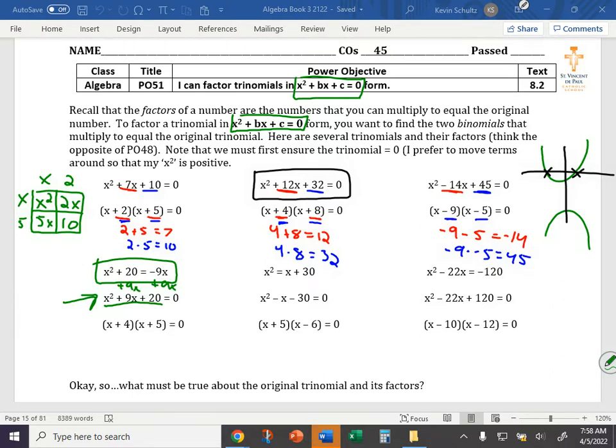Okay? X squared equals x plus 30. Personally, I like to keep my x squared term positive, because if my x squared term is positive, I know that both these x's will be positive. If x squared is negative, then you kind of got to play with the signs. So in this case, I recommend subtracting x and subtracting 30 to move both terms over to the other side, giving us x squared minus x minus 30. And we're factoring that. Okay?